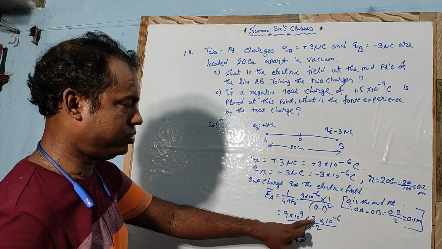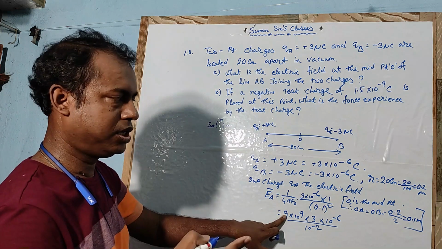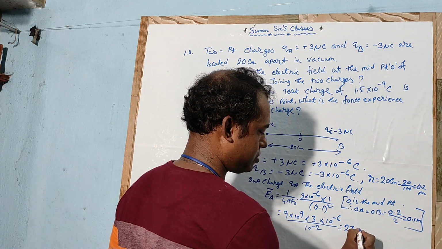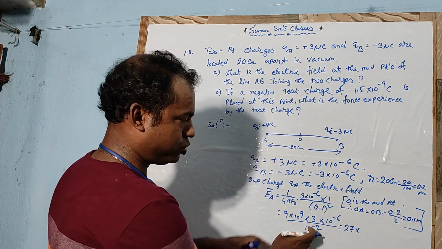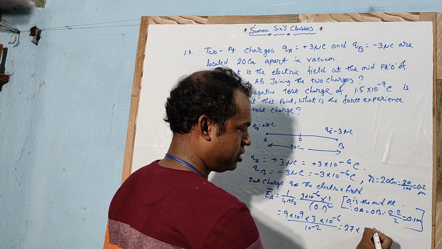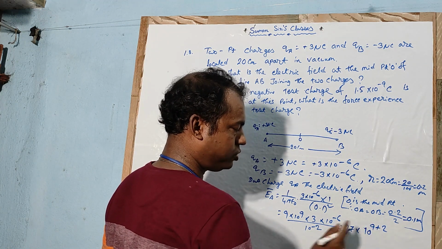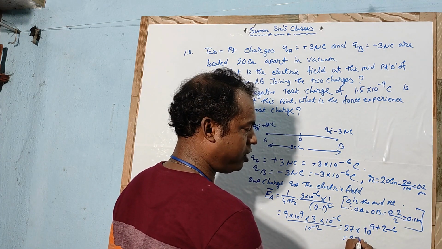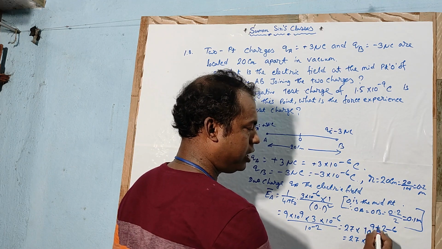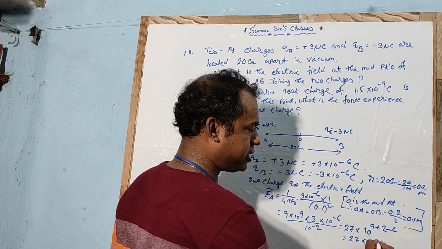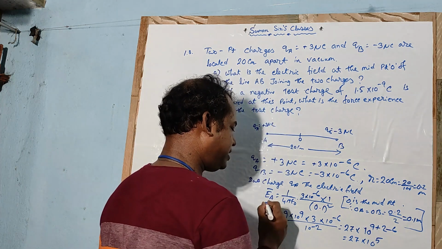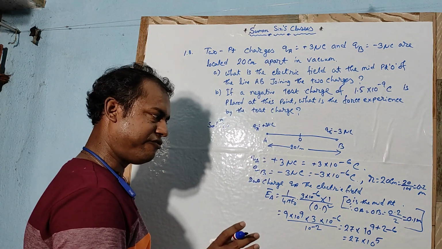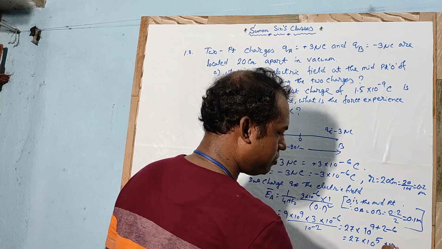Okay, so just check it out. 9 into 3, what is the value? 9 into 3, 27. Now 10 to the power minus 2. So that is 10 to the power 9 plus 2, minus 6. So it may be written in the form 27 into 10 to the power 9 plus 2, 11. 11 minus 6, that is equal to 5. So that is the electric field EA equals 27 into 10 to the power 5 Newton per Coulomb.